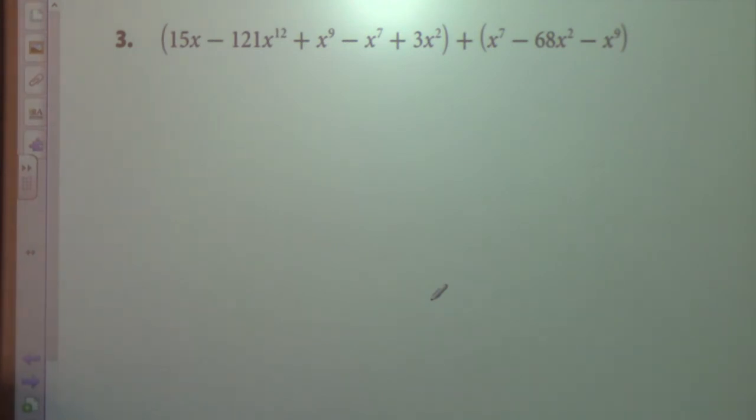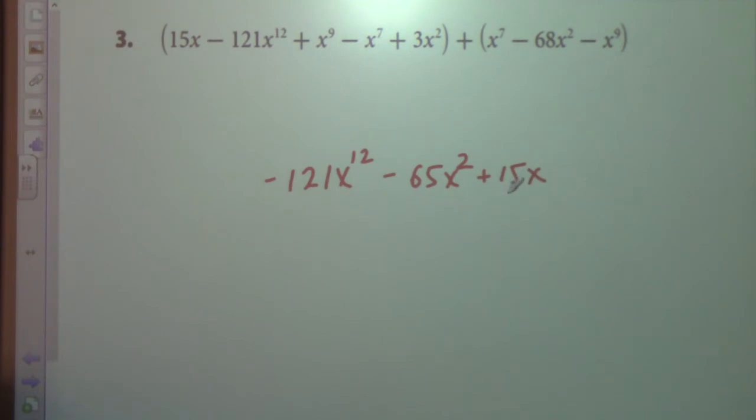Okay, you have this now? You do? Okay. See, what do you have here? I have negative 121x to the 12th power minus 65x squared plus 15x. Okay. Anybody else get that?